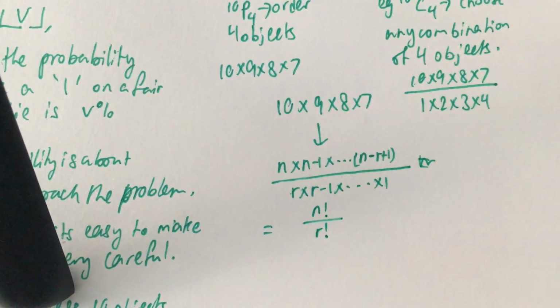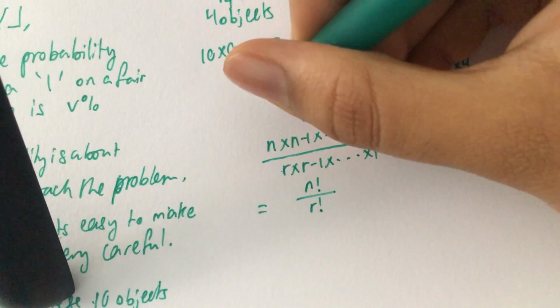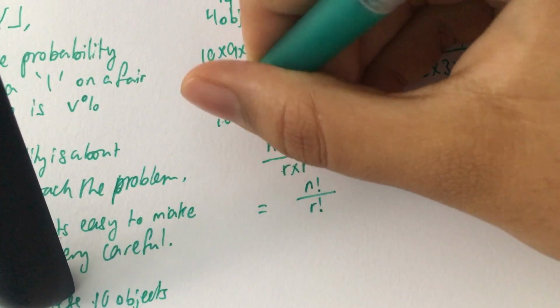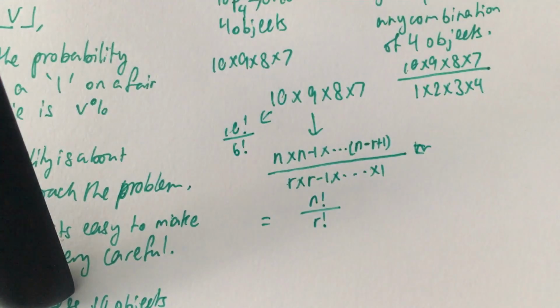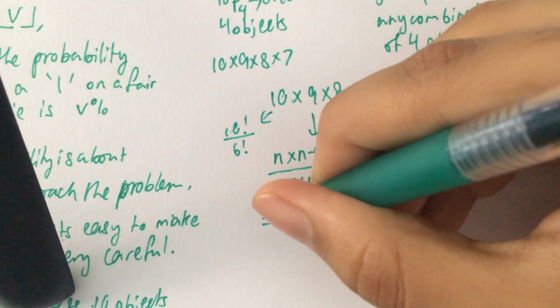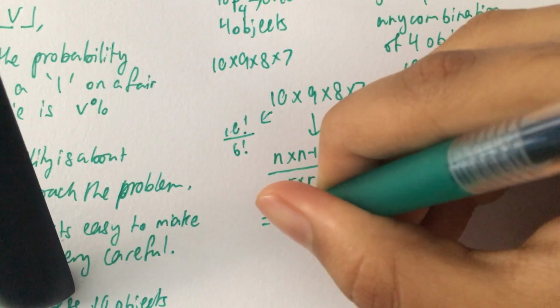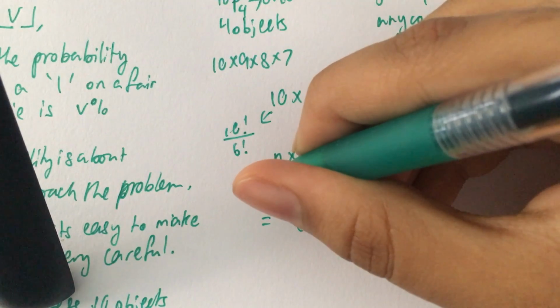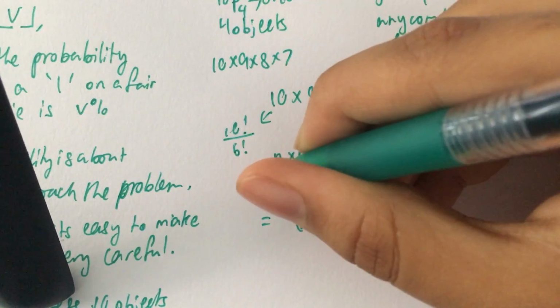10P4, right? Because you're only choosing 4 objects. So 10 minus 4 will give you 6, and you can use that as your 6 factorial with the 10 factorial, which gives you your permutation. So let's say you actually have all 10 objects and you do not need to worry about choosing only 4 objects, then you have to use all the objects, obviously.